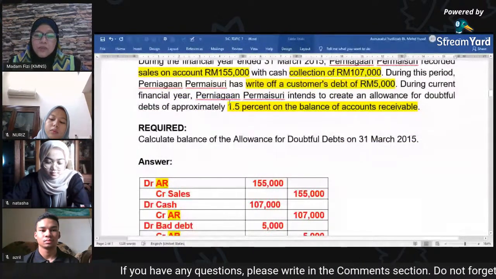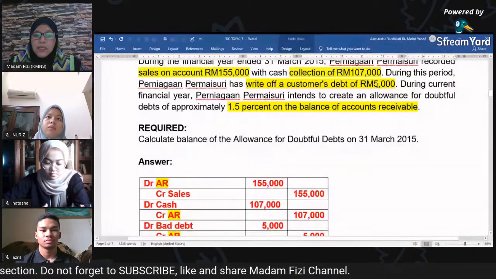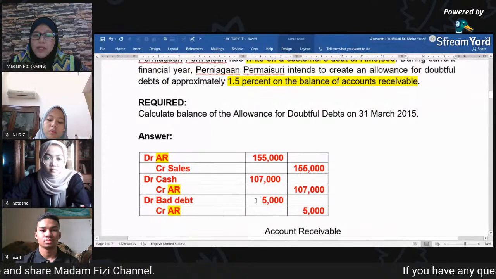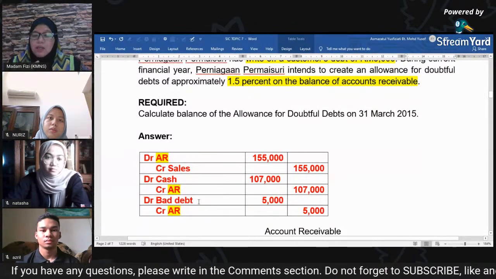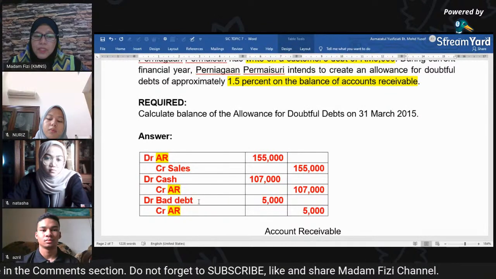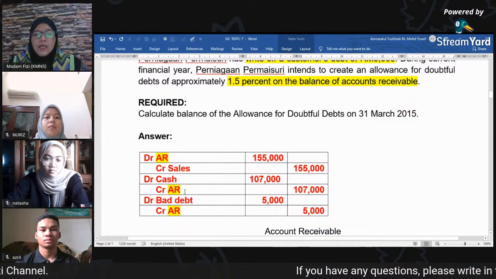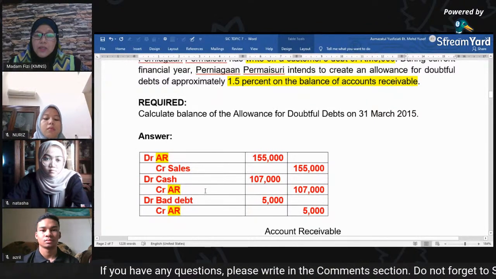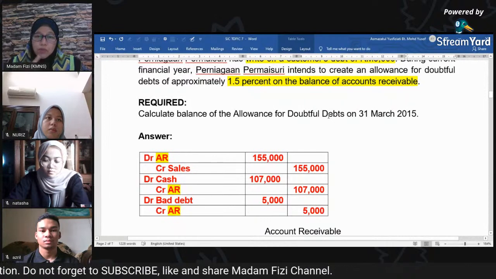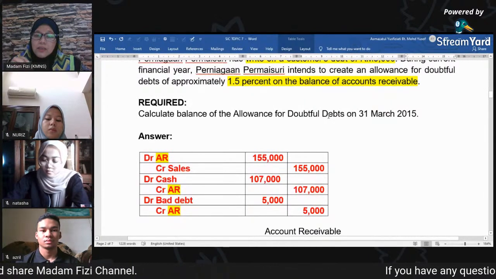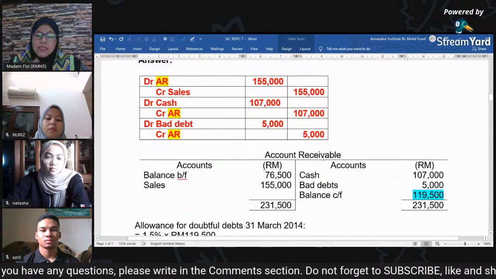Okay. During this period, Perniagaan Permaisuri has written off, kan? Written off the customer debt of 5,000. So debit bad debt, credit accounts receivable 5,000. Kenapa kita debit bad debt bukan AFDD? Because masa ni dia guna direct write-off method. So you have to know the difference between allowance method and direct write-off method. Kenapa kita nak jot down all the journals? Because to calculate the balance of allowance for doubtful debt, you have to know the amount of accounts receivable balance carried forward. That's why you have to make the T account for accounts receivable first.